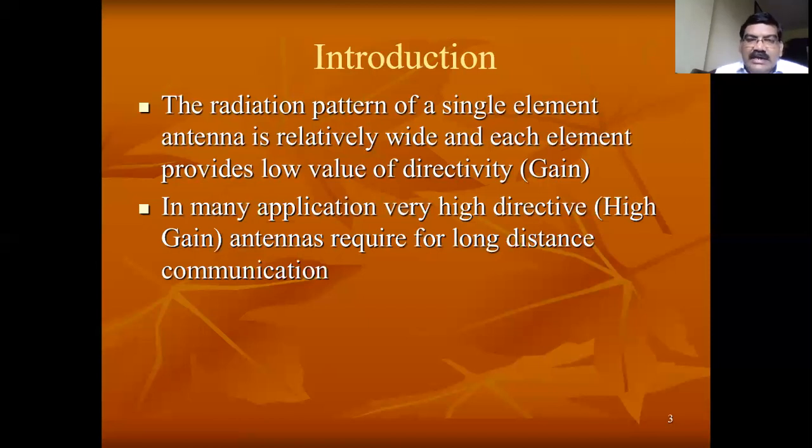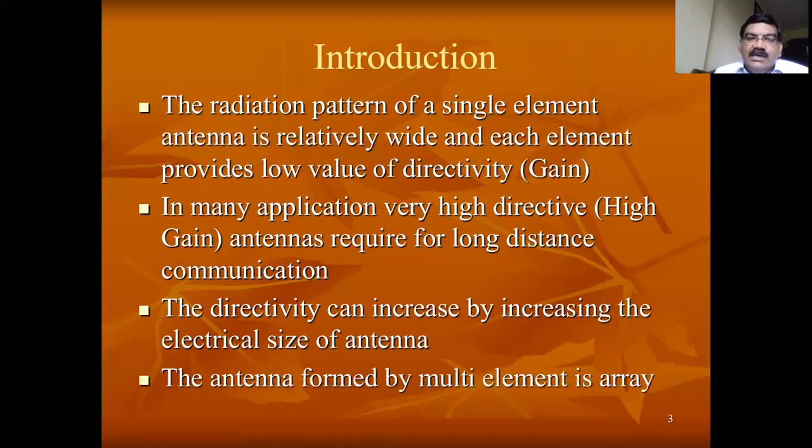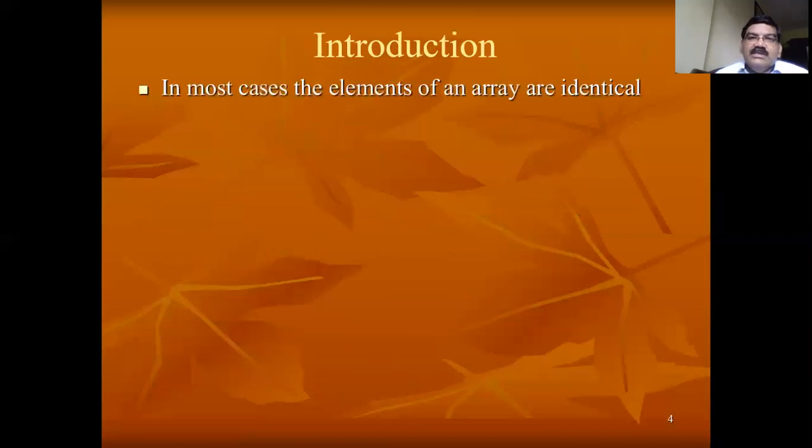So to have high directivity, how can we do it? The directivity can be increased by increasing the electrical size of the antenna. This is the basic fundamental. If you can increase the electrical size of the antenna, the directivity will increase. So the antenna is formed by multiple elements in an array. Here we can have multiple elements forming an array, that is the antenna array. In most cases the elements of an array are identical. There are multiple types of array and arrangements possible. We'll discuss what types of arrangement are possible.